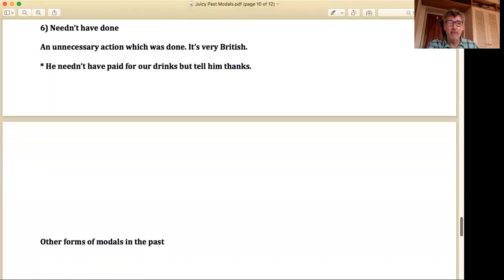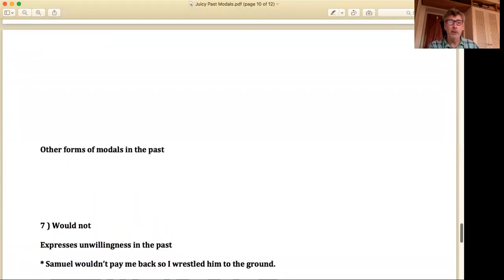And we have needn't have done. And again, this is super, super British, but it's kind of nice when they use it with their accents for us Americans, because it sounds so educated and kind of upper class, I guess, depending on the accent. And again, here we have, he needn't have paid for our drinks, but tell him thanks. All right. So you needn't have done that, Charlie. Okay, kind of thing.